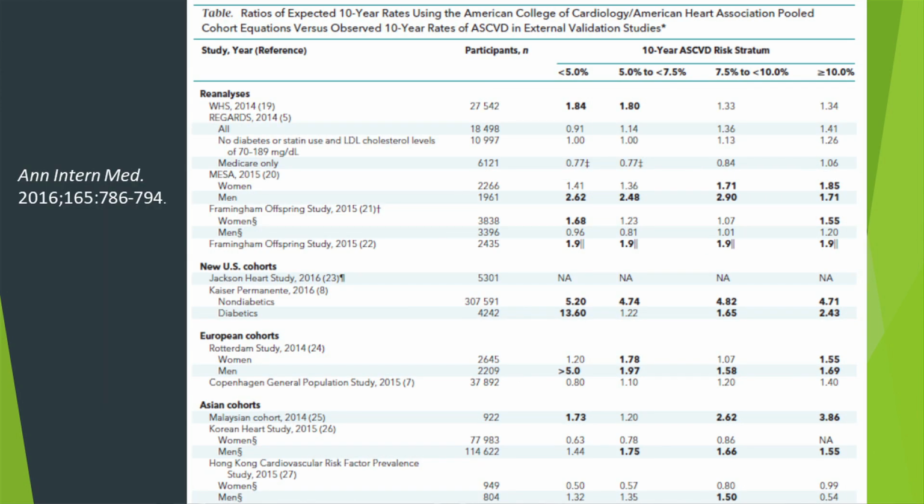So when they went on and looked at a lot of other cohorts that were subsequently published after the calculator came out, they bolded all of the numbers that were more than 1.5 times the predicted risk, or the predicted risk was 1.5 times higher than the actual observed risk, I should say. So really bad calibration. And you can see in a lot of these studies at various thresholds, 5 to 7.5%, 7.5 to 10%, and greater than 10%, there's lots of error. I mean, some of them are as high as 13 times.